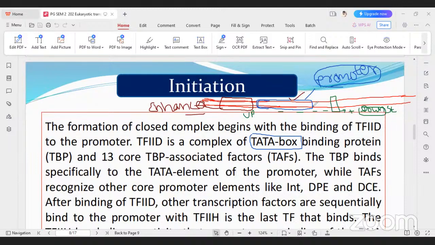The promoter is always found adjacent to the start point. This is the start point, adjacent to the start point. The promoters of genes for RNA polymerase 2 contain 3 distinct regions, which are centered at sites lying between minus 25 and minus 30 base pairs of the upstream region. Upstream, I already told you. In this region, mainly the consensus sequence is present, that is called TATA.